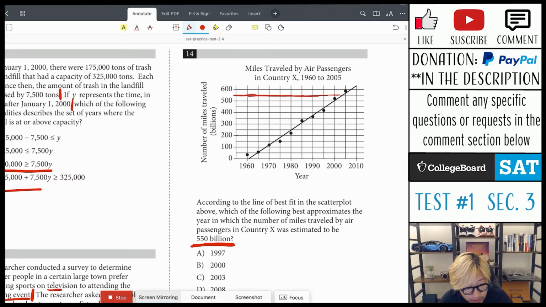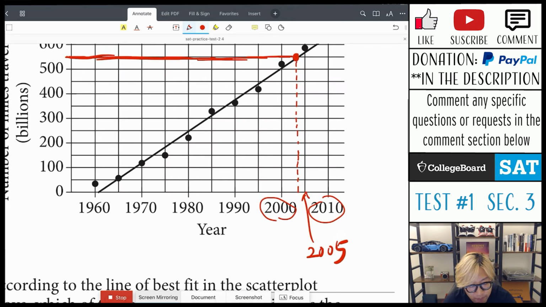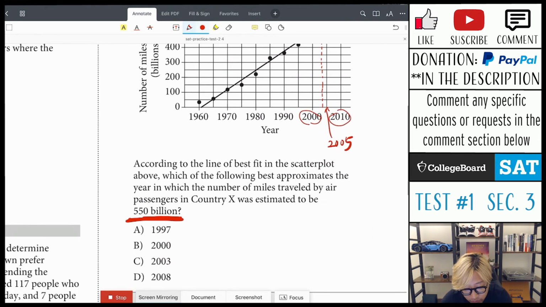and we meet the line like about right there. So go down, and it seems like how much? I mean, I don't know, like right between 2000 and 2010. That must be 2005 sharp. So we are a little before that, but still past 2000. So something like that, which only C, 2003, makes sense.